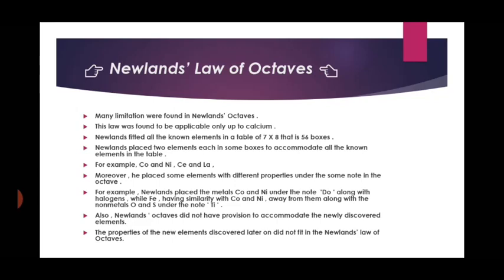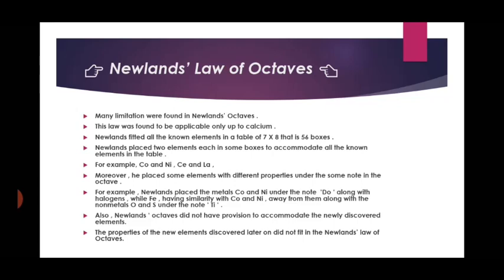Moreover, he placed some elements with different properties under the same note in the octave. For example, Newlands placed the metals cobalt and nickel under the note 'do' along with the halogens, while iron has similarity with cobalt and nickel. That means similar properties of elements he kept in separate tables.